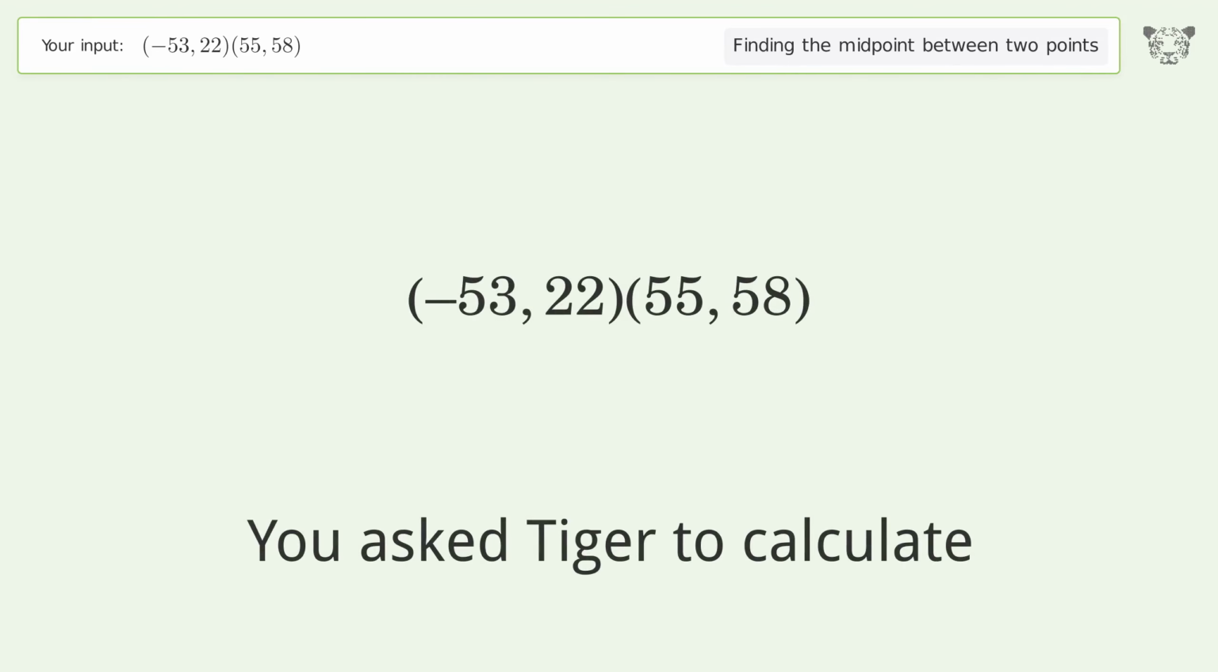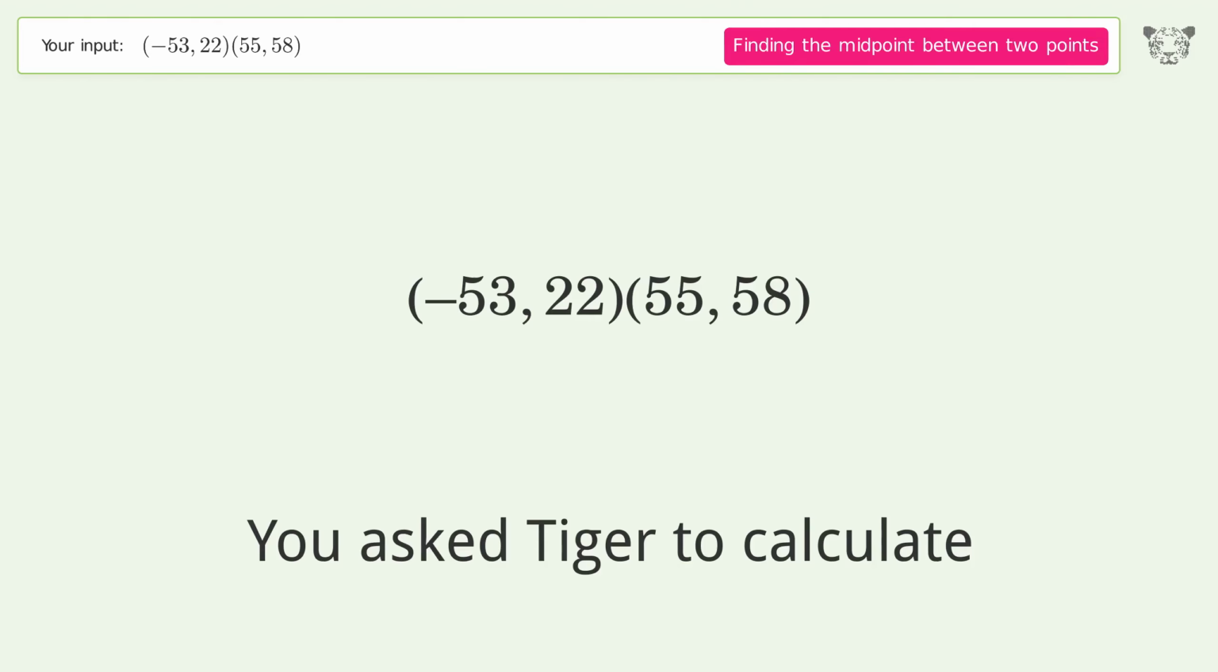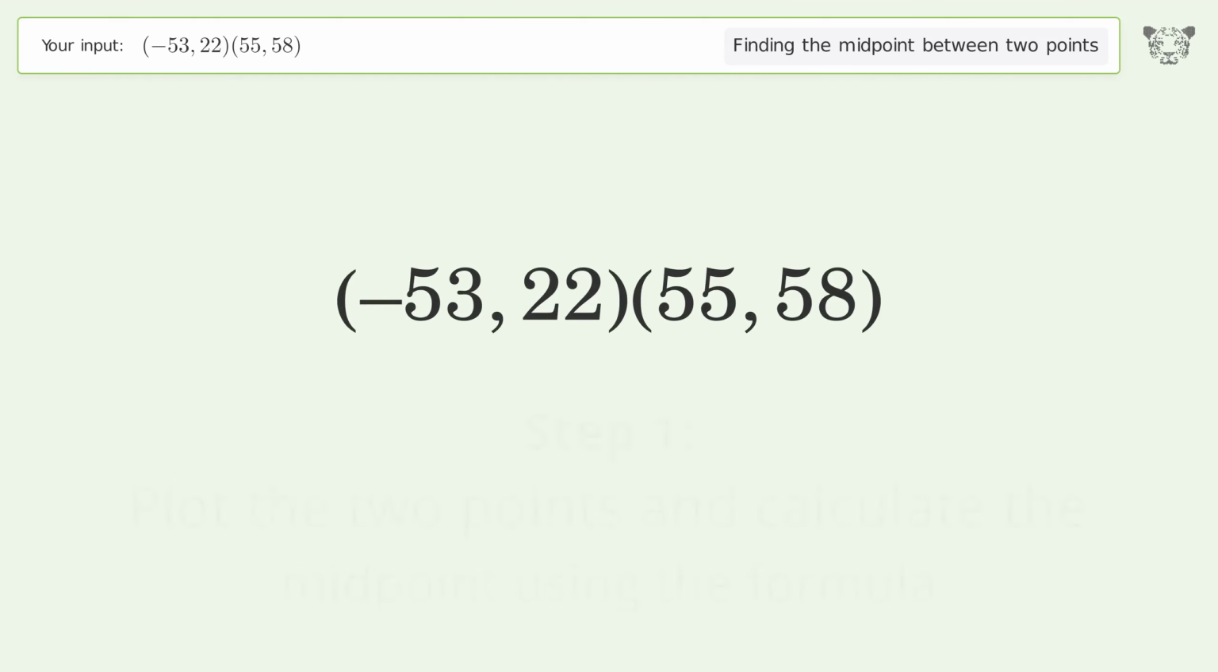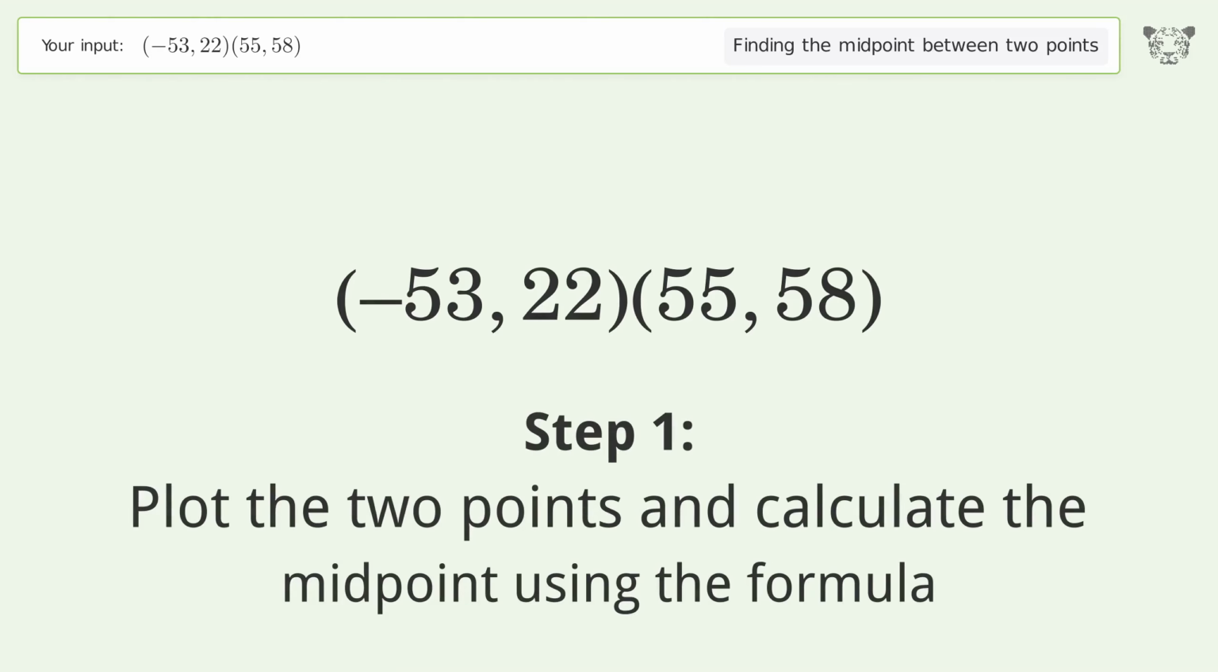You ask Tiger to calculate. This deals with finding the midpoint between 2 points. The midpoint between the 2 points is (1, 40). Let's solve it step by step. Plot the 2 points and calculate the midpoint using the formula.